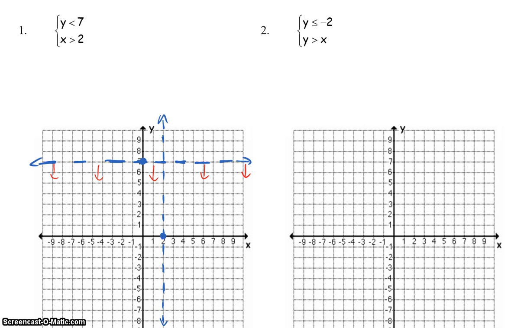Prior to today, we would have graphed this as an open circle, shade right. We're doing the same thing, except our open circle becomes this dashed line, but I'm still shading to the right. Hopefully we can already see my overlap section then is in this area here. And that's the area I would shade in.